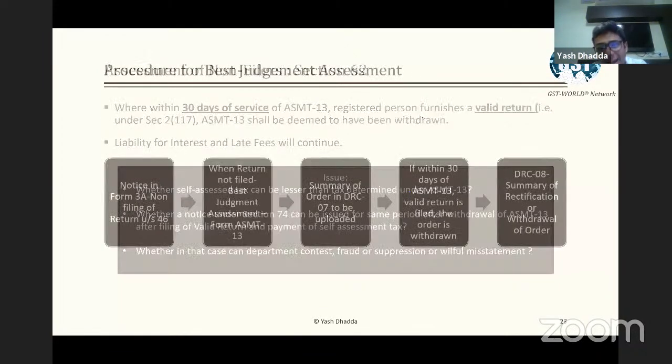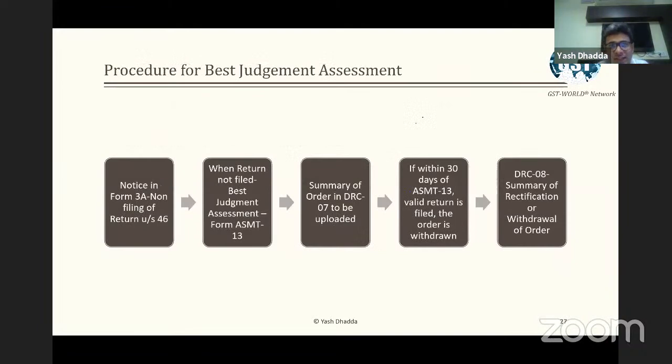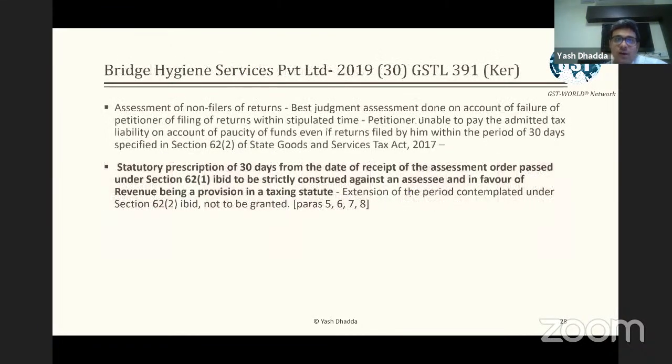Now, what happens when you don't file the return within 30 days? This matter came up before the Kerala High Court in the case of Bridge Hygiene Services Private Limited, where the assessee did everything right after an order was passed under section 62. He deposited the tax and did everything; his only mistake was that, though he paid the tax from the cash ledger and had money in the credit ledger, he did not file the return within 30 days. Maybe on the 33rd or 34th day he filed the return. The officer said, I cannot do anything, now my best judgment order becomes final, I cannot withdraw it because the law has a 30 days time limit.